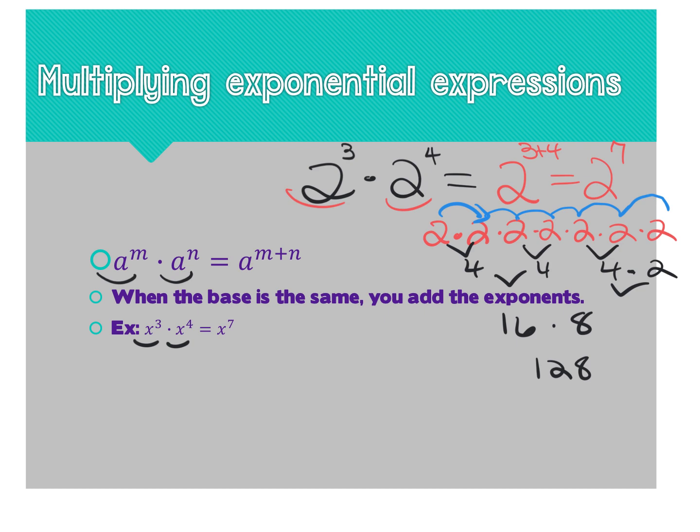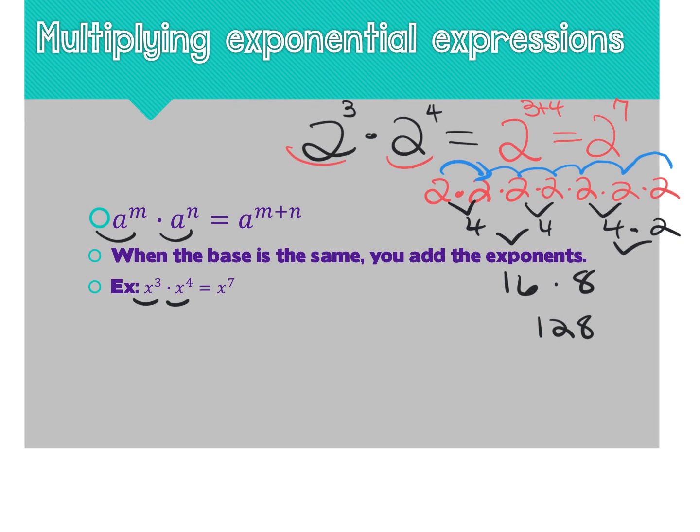Now, if I give you a problem where the bases are different, let's say it was 2 to the 3rd times 3 squared, I can't just add these powers. I would have to figure out what each one is individually and then multiply those answers. So for example, I would do 2 to the 3rd. That would have been 2 times 2 times 2, which is 8. And then 3 to the 2nd, or 3 squared, would be 9. And then I would multiply and get 72. So when the bases are different, you just have to figure it out individually.